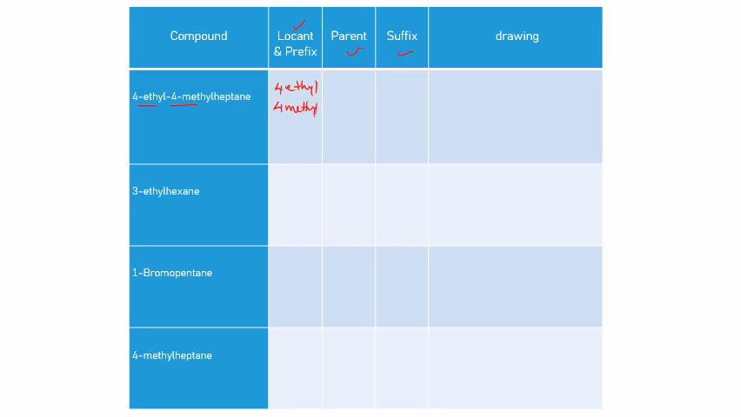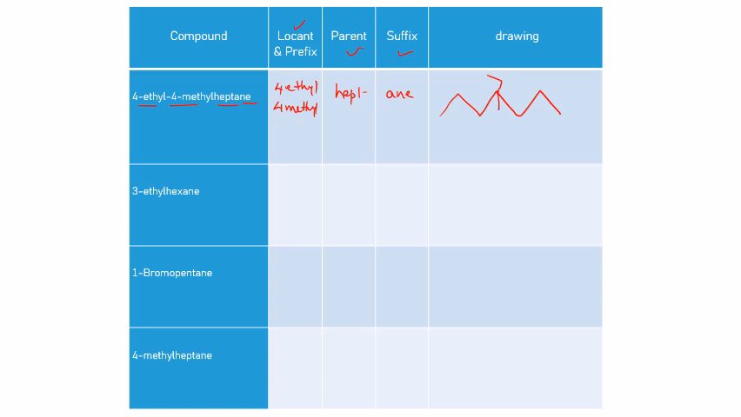And the parent is hept. So hept, suffix is ane. And how am I going to draw? I should have hept, 7 of them: 2, 3, 4, 5, 6, 7. And on the fourth one, 1, 2, 3, fourth one, I have to have an ethyl group and a methyl group. That's how you will be drawing.